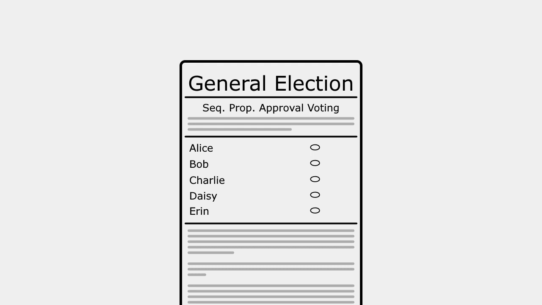Here is how an SPAV election works. When a voter arrives at the polling station, they receive a ballot that looks like this. Note that it uses the same ballot as approval elections. The voter then votes for a candidate by filling in the corresponding bubble. Crucially, the voter is allowed to vote for as many candidates as they want. They may fill in any number of bubbles.